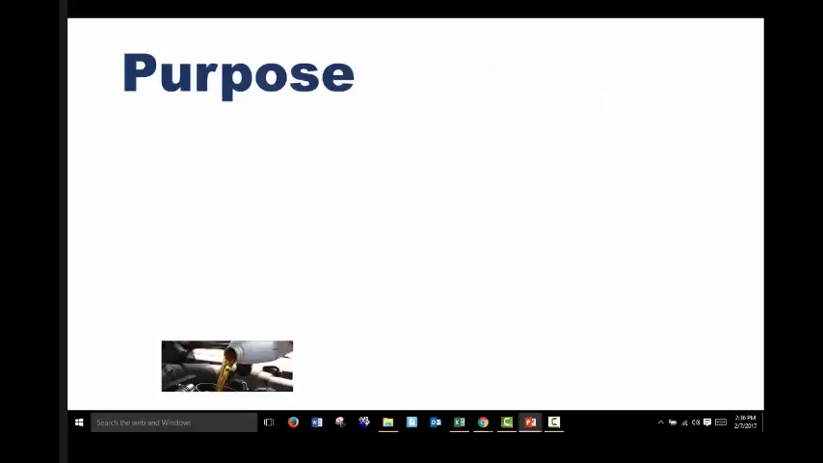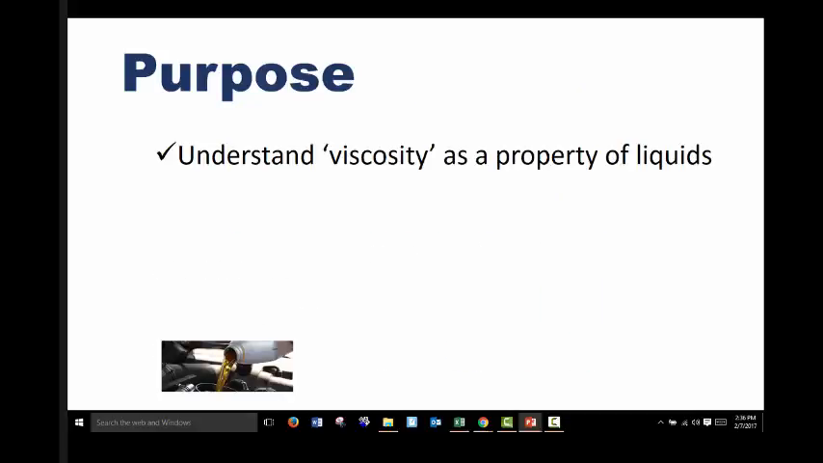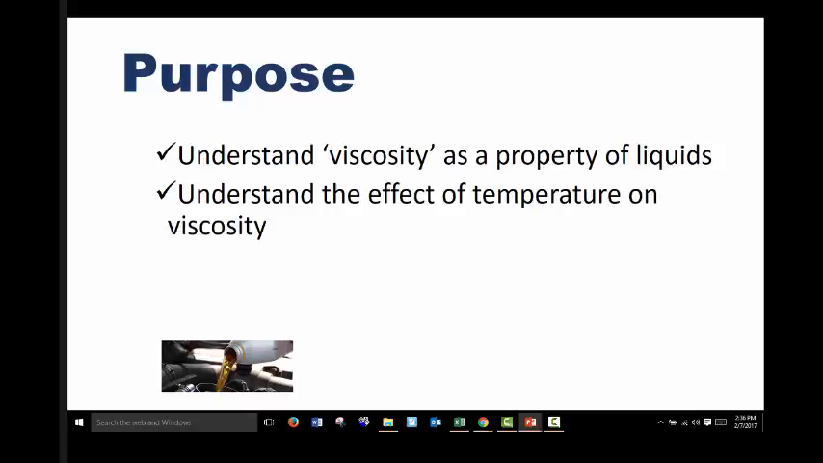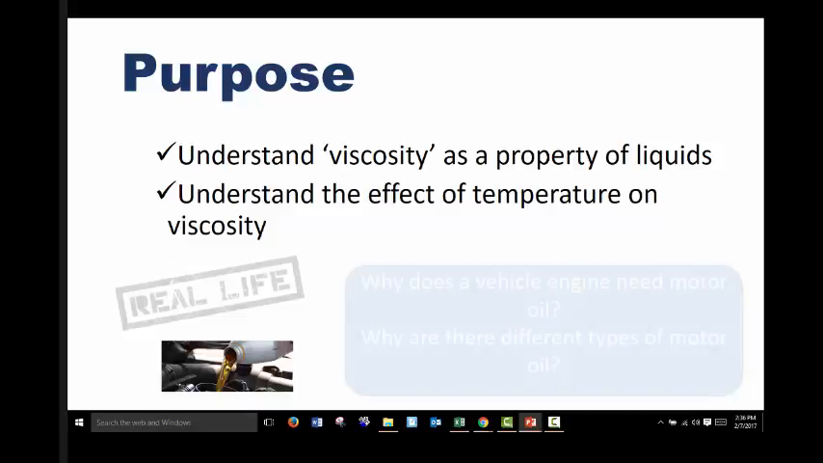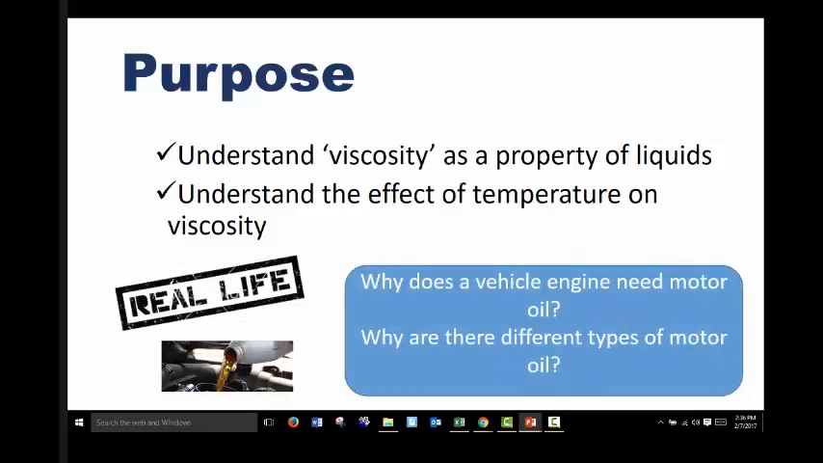The purpose of this lab is really to understand viscosity as a property of liquids, to understand the effect of temperature on viscosity, and also to look at some real-life applications of viscosity of liquids. So because we're using motor oil in this lab, we'll be asking, why does a vehicle engine need motor oil? And why are there different types of motor oil? How do they work?